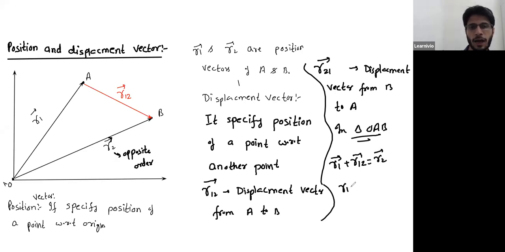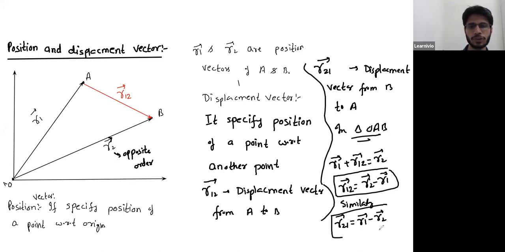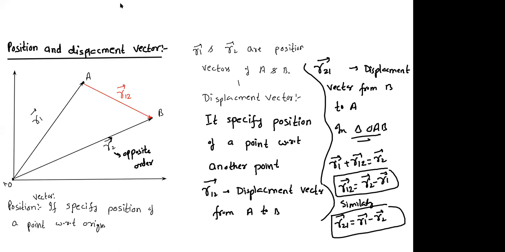So here your R12 is vector R2 minus vector R1. Similarly, you can even guess R21. R21 is vector R1 minus vector R2. Just note it down. We'll do one numerical on this concept, and tell me if you have any doubt.